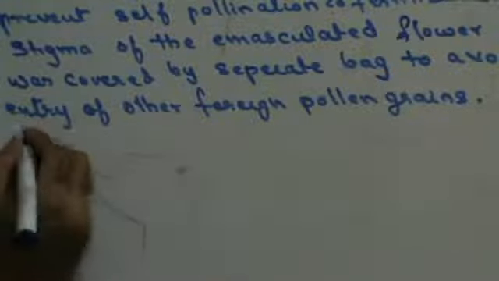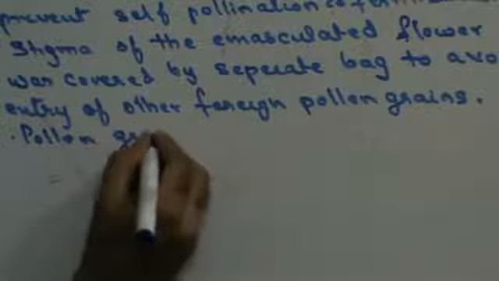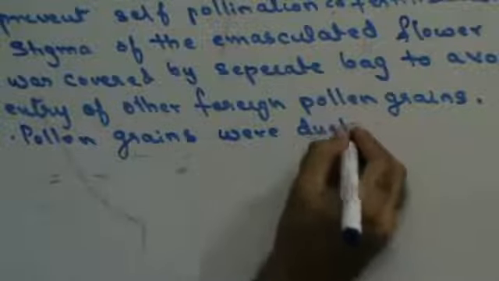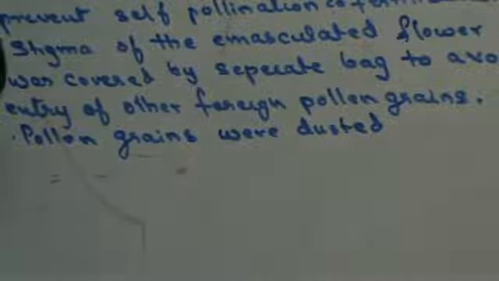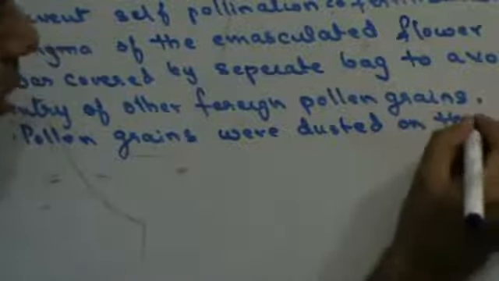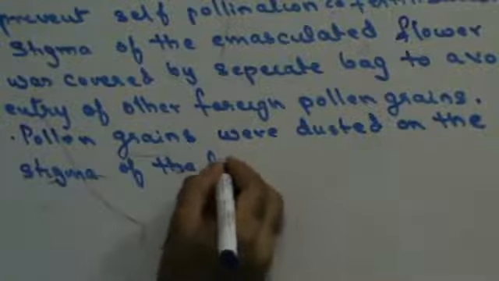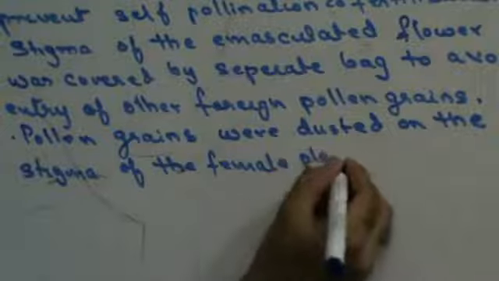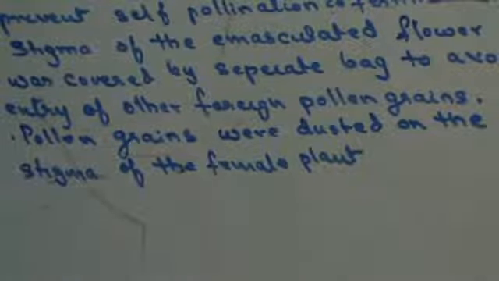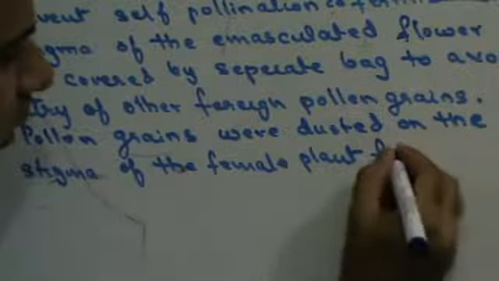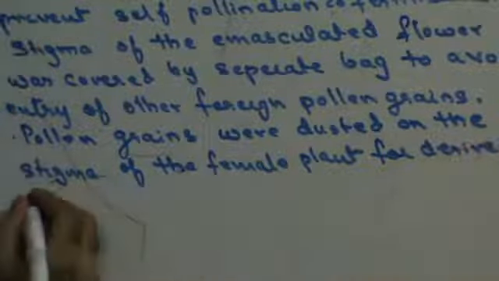Pollen grains were dusted on the stigma of the female plant for the desired hybridization. Female plant as in the emasculated female plant.